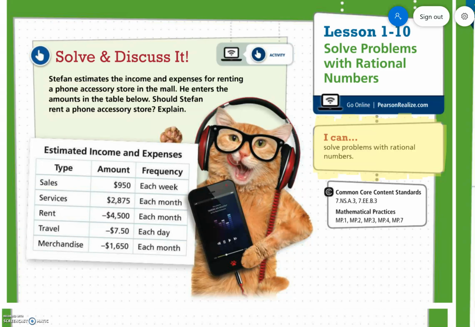There's type of income or expense. He's got sales. He gets $950 each week. Services, he gets $2,875 each month. Rent, he has to pay $4,500 each month. Travel is $7.50 each day. And merchandise is, he has to pay $1,650 each month. So if it's negative, that's money he has to pay out. If it's positive, that's money he gets in.